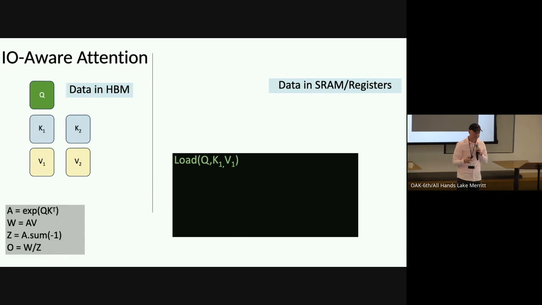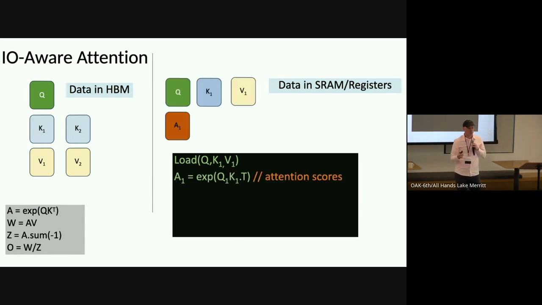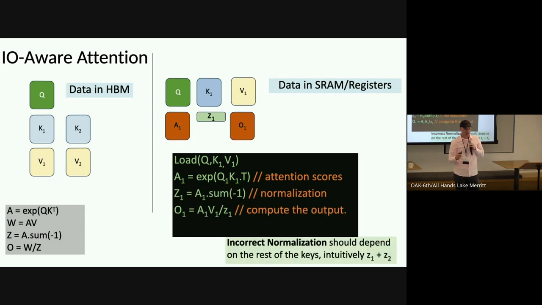So how does it work? We load Q, K, and V. We compute the attention scores, which is a new page. We compute the normalization constants, which I'm going to call Z1. We compute the output, the normalized output, and we free the elements.